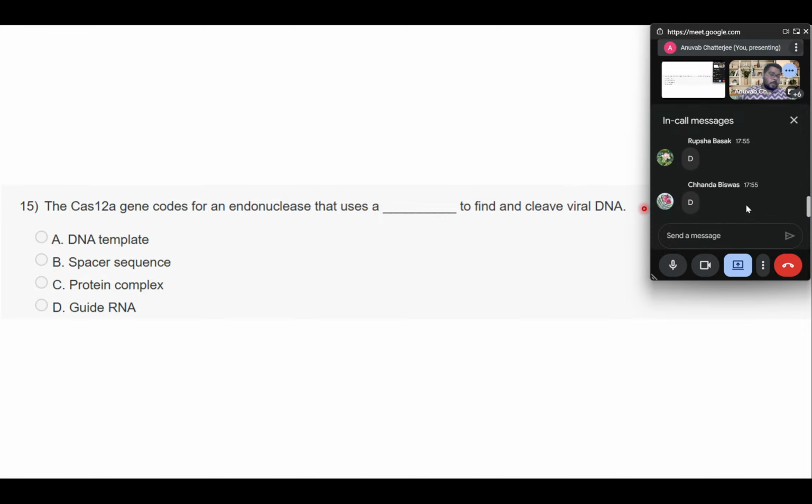Okay, so Rupsha, Chandan, Devatita, Koel and Auditi, also it is D, guide RNA.